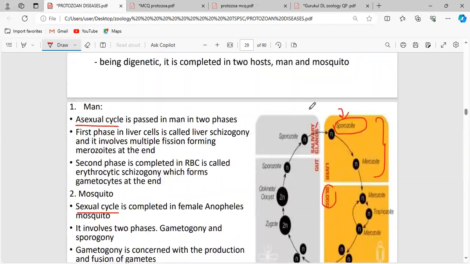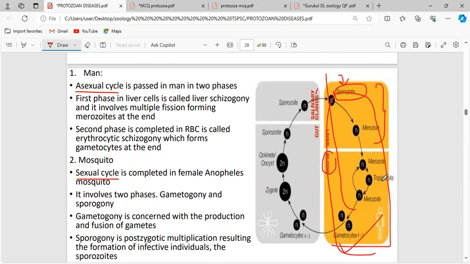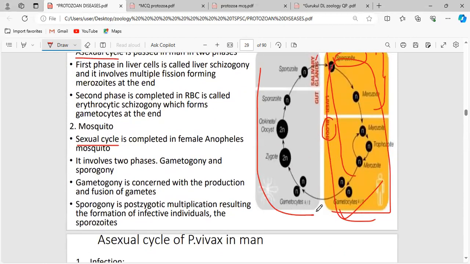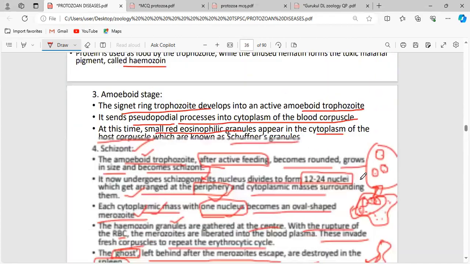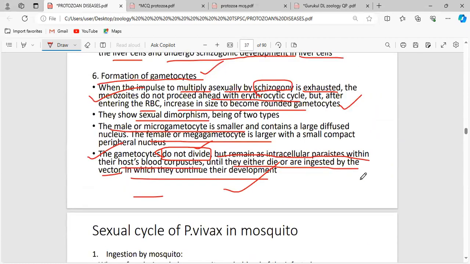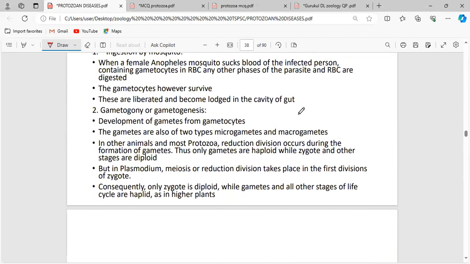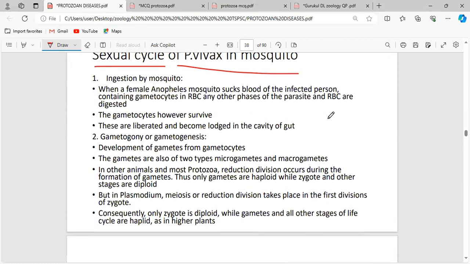Now I have explained completely about the human host, and all the processes undergoing within the human host have been completed. Now we are going to see what are all the processes taking place inside the body of the mosquito. Then what is the cycle taking place inside the body of the mosquito? The sexual cycle. Okay, now we are going to see the sexual cycle of Plasmodium vivax in the mosquito.